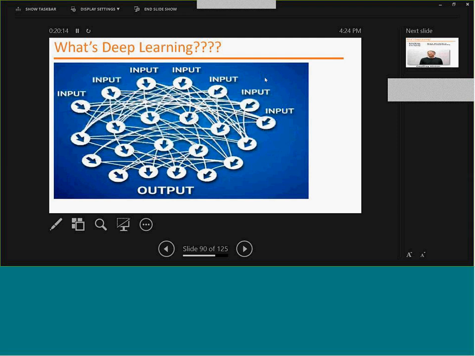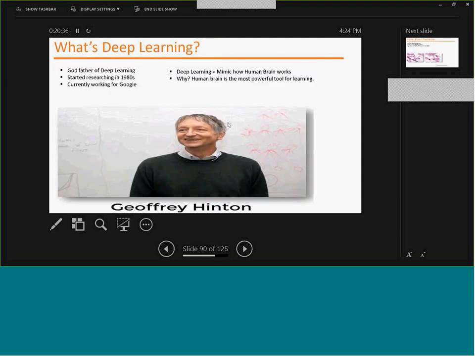So guys, this is what deep learning is all about. This is how deep learning looks. In deep learning, we typically have three different phases, or layers. The very first layer is the input layer, the second layer is the hidden layer, and the third one is the output layer. We'll explore it in the next couple of slides.